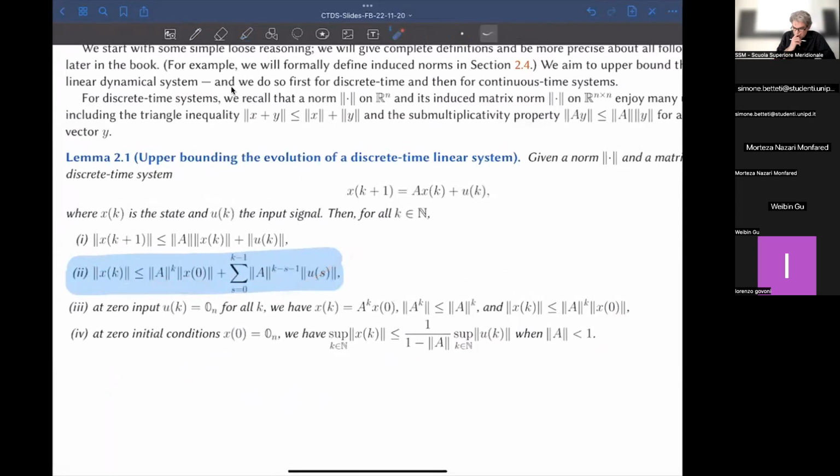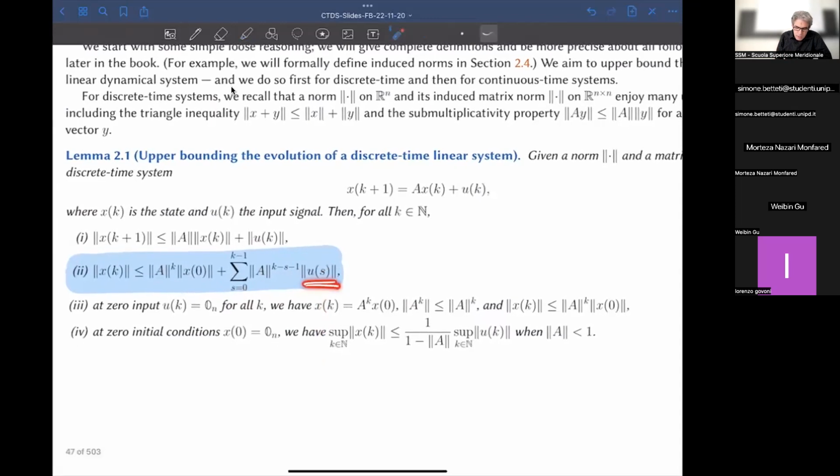Very simple. But if I do have the input, then when the input is applied at time 0, I need to multiply by the norm k times. If it's applied at time s, essentially this is a discrete time convolution. Okay, I'll let you reconstruct this. You multiply the size of the input by the appropriate power of the norm of the matrix. Okay. So now I have an upper bound of the evolution of the state as a function of what? As a function of the initial condition and as a function of the input.